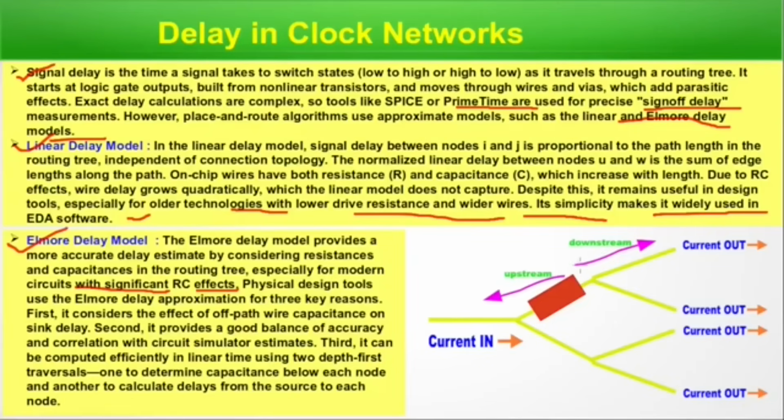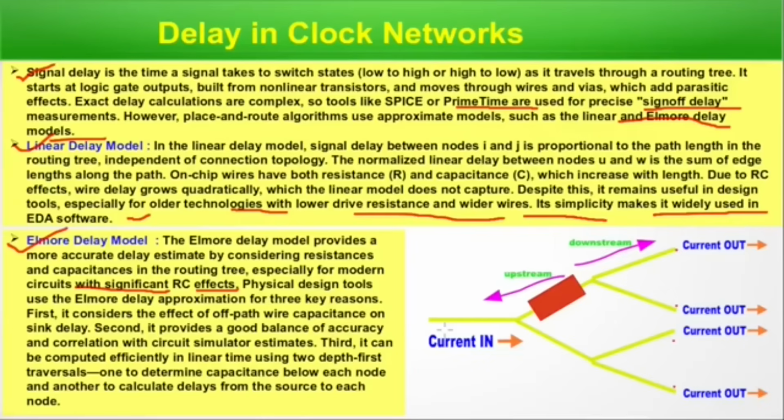It's considered downstream and upstream. These are the leaves, like a tree. Current flows from this direction to that direction and the current goes out this way. The calculation is done; we have already discussed it in detail in our interconnect series. The link is provided in the description. You can take a look if you want the reference of the Elmore delay model.